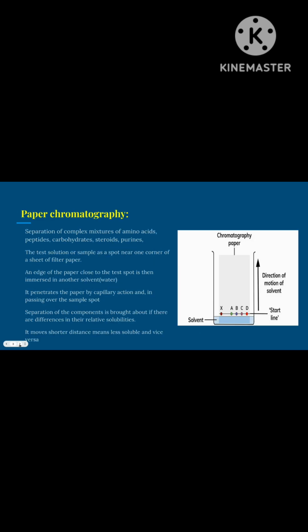Paper chromatography: separation of complex mixtures of amino acids, peptides, carbohydrates, steroids, and purines. The test solution or sample is applied as a spot near one corner of a sheet of filter paper. An edge of the paper close to the test spot is then immersed in another solvent. It penetrates the paper by capillary action and passes over the sample spot. Separation of the components is brought about if there are differences in their relative solubilities. A component that moves a shorter distance is less soluble, and vice versa. This is all about paper chromatography.